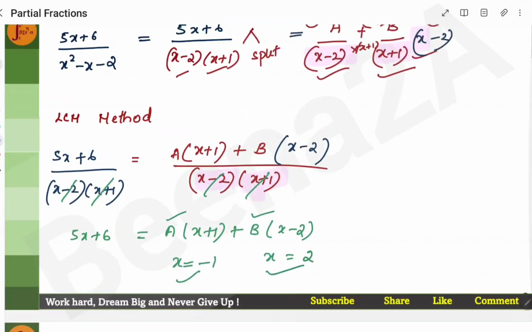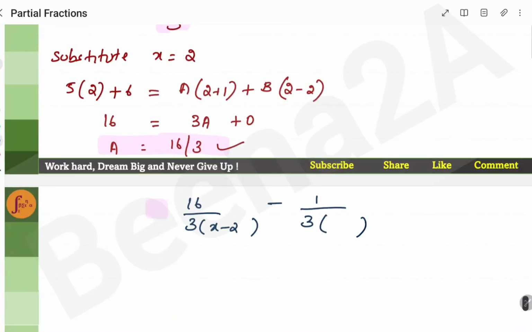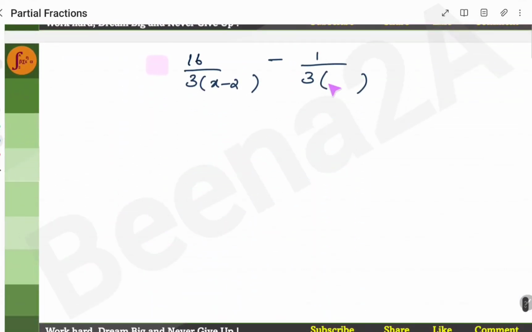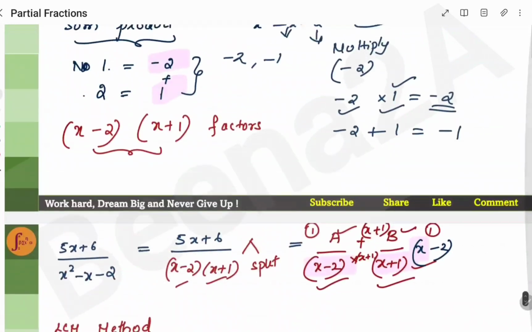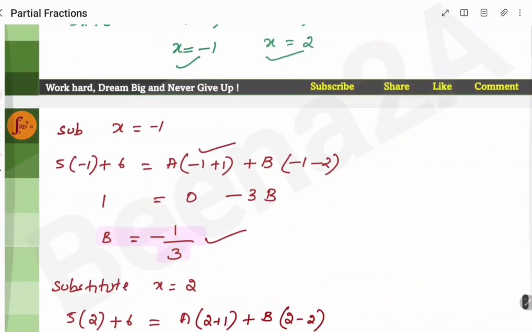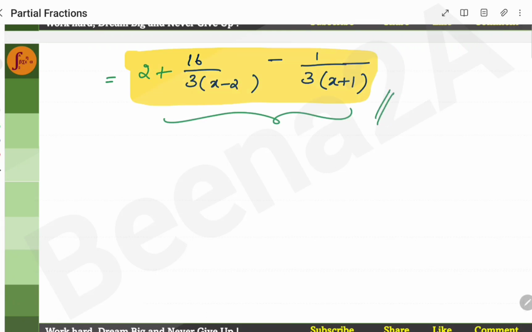What was A? A is x minus 2. B is x plus 1. So this is the partial fraction. Now let's not forget to add the quotient. What is the quotient? Remember, this is an improper fraction, right? The quotient we got is 2. So let's just put 2 here. Let's add 2 here. So this is the final answer.